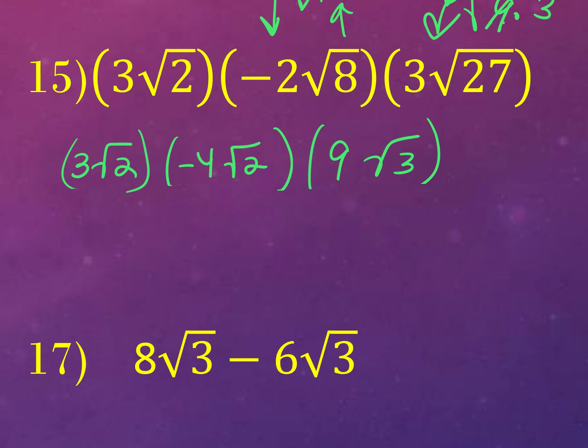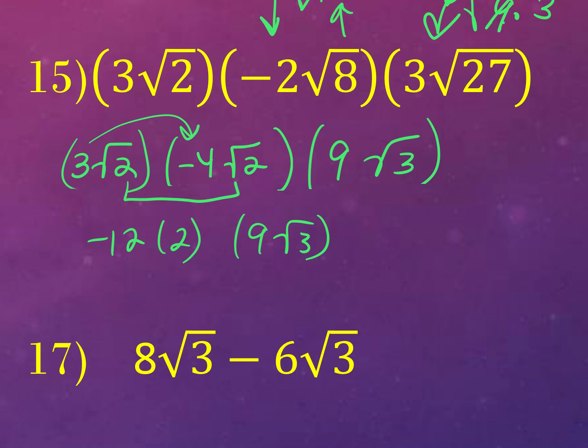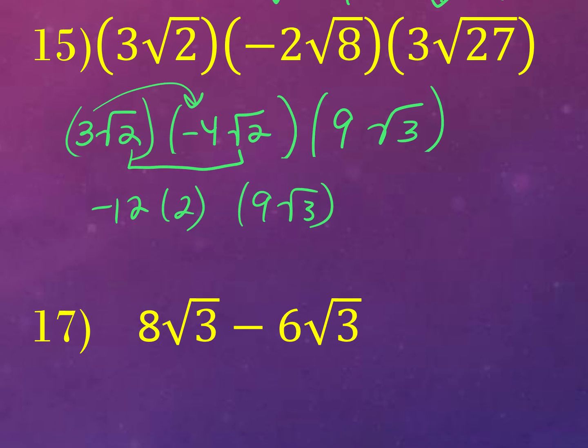So let's multiply. What's 3 times negative 4? Negative 12, okay. What's the square root of 2 times the square root of 2? The square root of 4, which is 2. You guys agree there? Everybody with me? Okay. And then I have 9 root 3. Yes? Okay. Now what? You have to multiply the negative 12 and 2. Okay, negative 12 and 2 gives me negative 24 times 9 square root of 3.